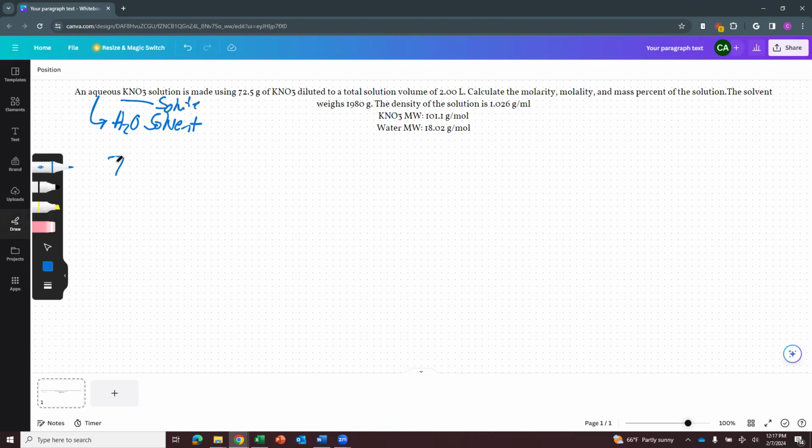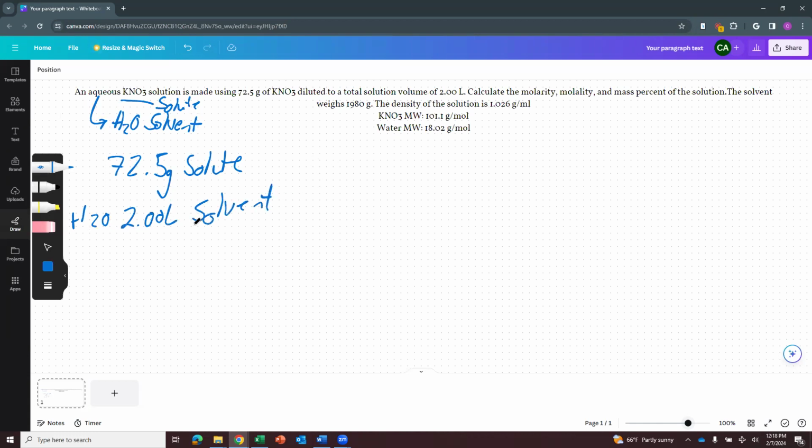So we have 72.5 grams of solute and water, which is our solvent, so H2O. We have 2 liters of our solvent.